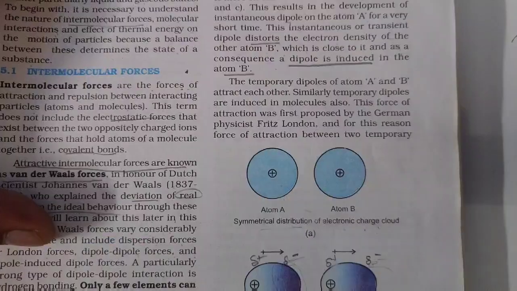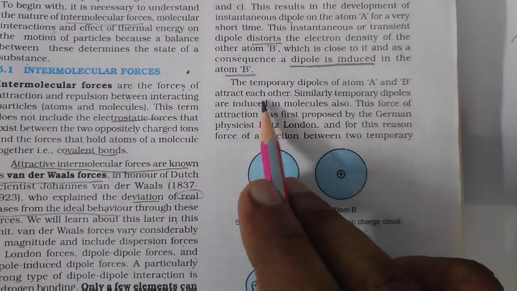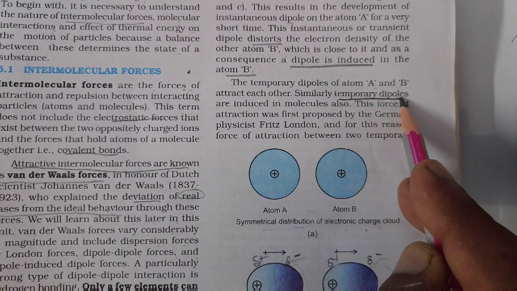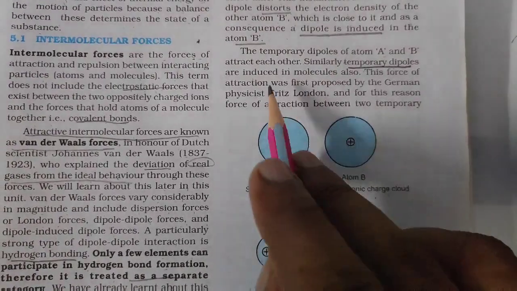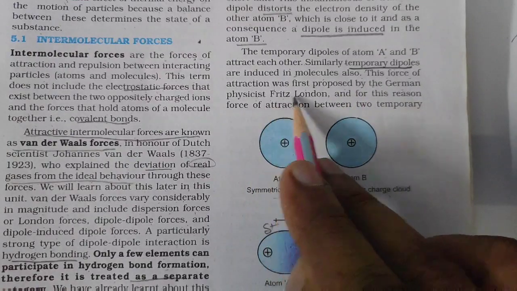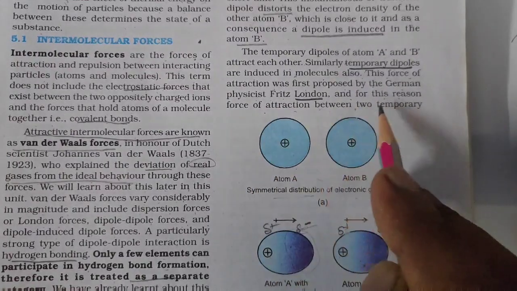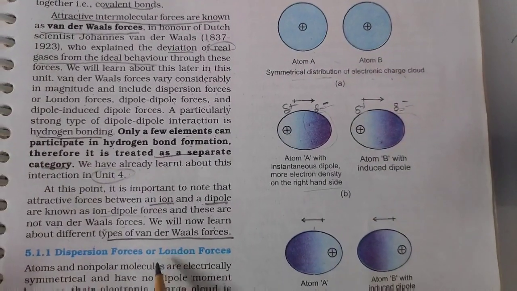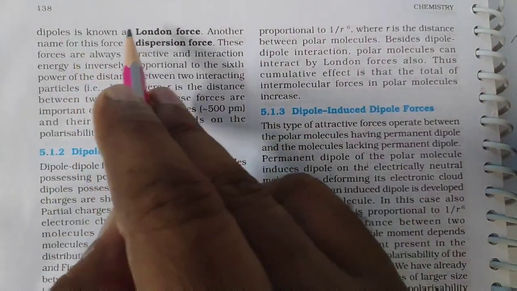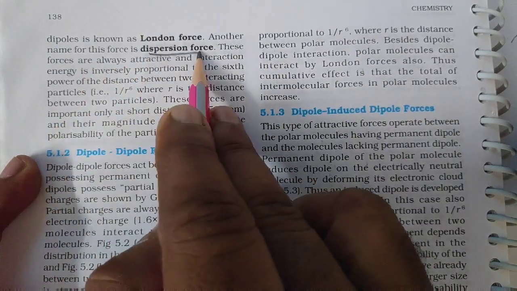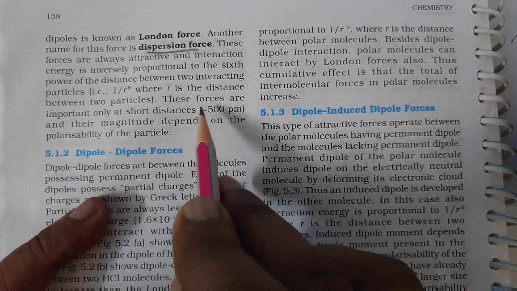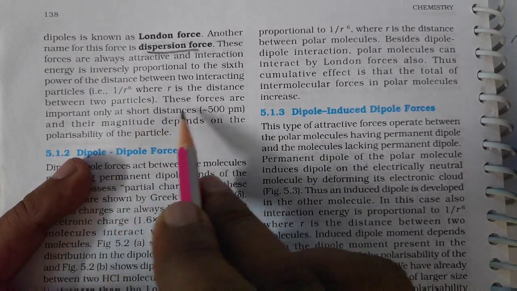Now see the next part. The temporary dipoles of atoms A and B attract each other. Similarly, temporary dipoles are induced in molecules also. The word is clear: temporary. It is not permanent. This force of attraction was first proposed by the German physicist Fritz London. For this reason, the force of attraction between two temporary dipoles is also called which force? Due to Fritz London, it is called London force. Another name for this is dispersion force, because the charge is dispersed.